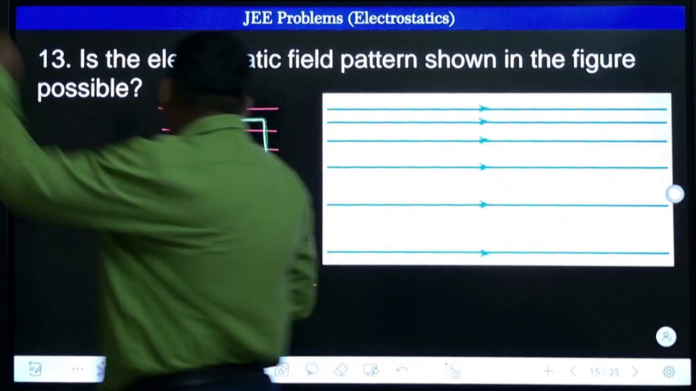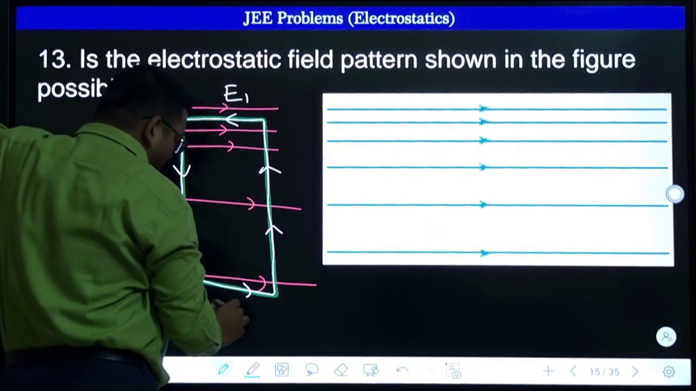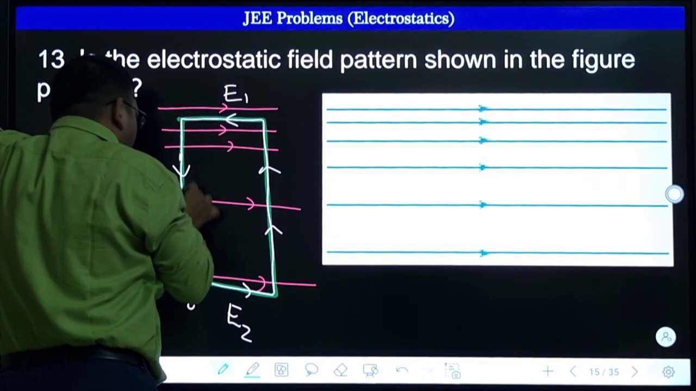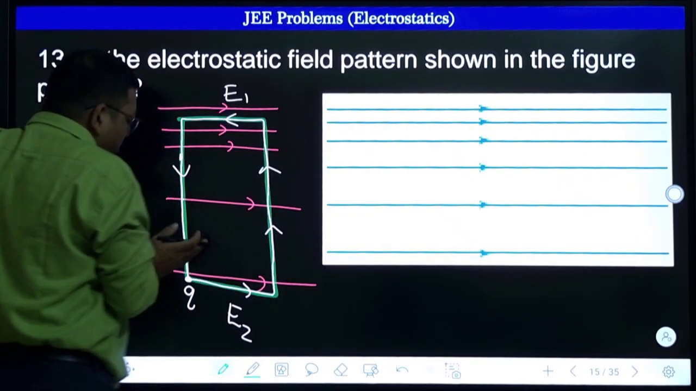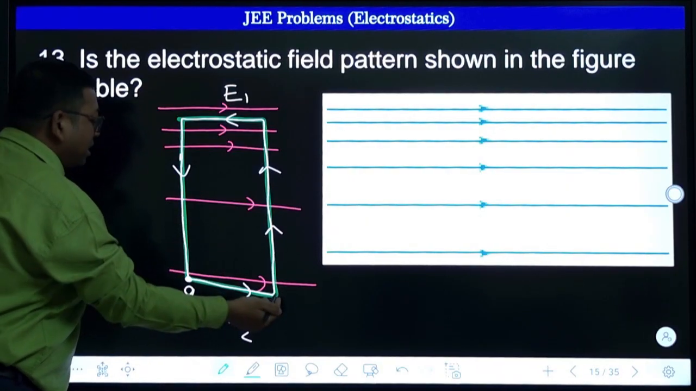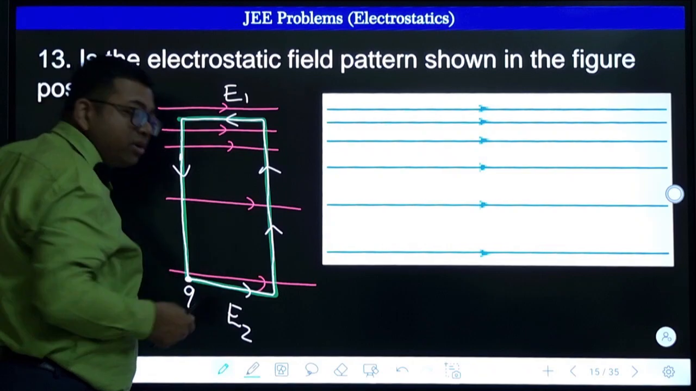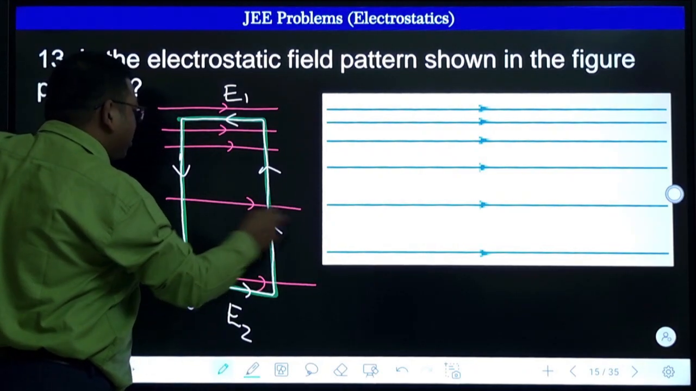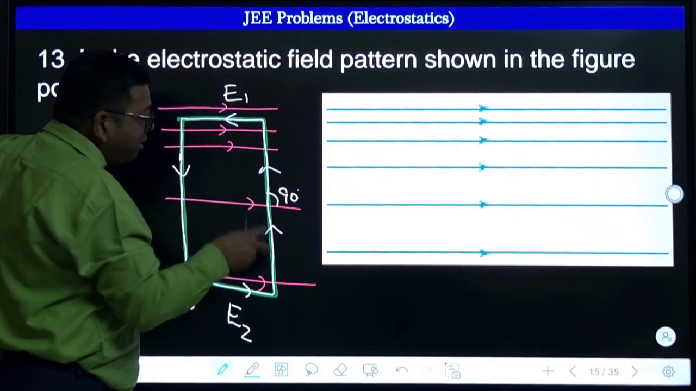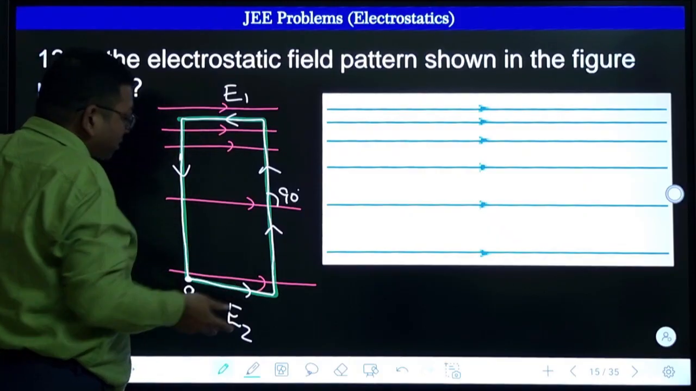Let us try this. Note that the field is different. Here let us say the field is E1 and here the field is E2. When you go from here to here and here to here, they will cancel out, because the motion of the charged particle is perpendicular to the field. This angle is 90 degrees. So you are moving perpendicular to the force. The electric force will not do work while moving perpendicular, but while moving parallel, definitely it will.